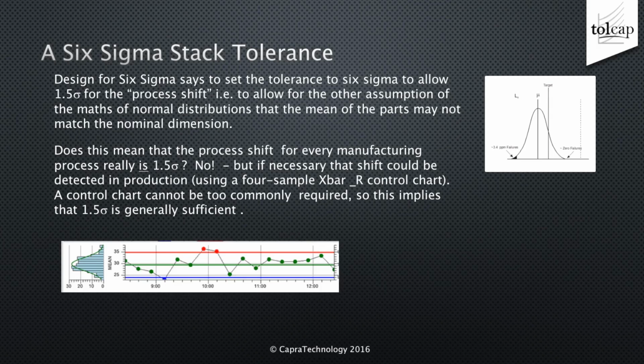Does this mean that the process shift for every manufacturing process really is 1.5 sigma? No, there's no law of nature that would cause that. It's actually derived from the cunning of the manufacturing people. The shift should be less than 1.5 sigma, but if necessary, a shift any greater than that could be detected in production using a 4-sample X-bar R control chart. A control chart cannot be too commonly required, so this implies that 1.5 sigma is generally sufficient.